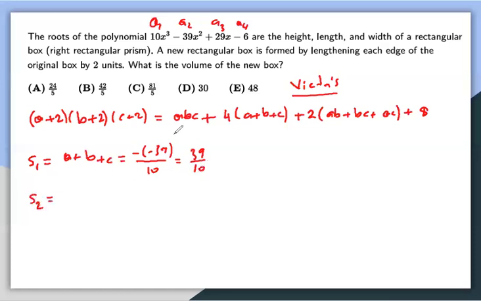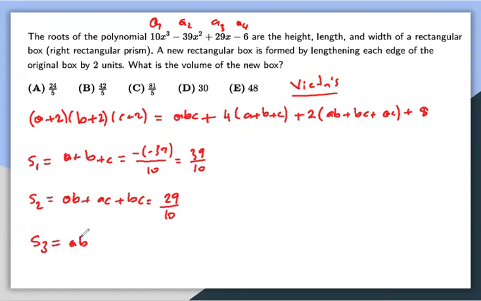Then S2 is the sum of the pairwise products of the roots of this polynomial: AB, AC, and BC. If you add these, you get the next coefficient, 29, divided by the leading coefficient. In this case, we started with negative, so the next one is positive. That gives us 29 over 10. When you have higher degrees, you start with negative first, then positive for the next term, then negative after, so you just cycle those signs. It's good to remember when you are not sure whether it's negative or positive.